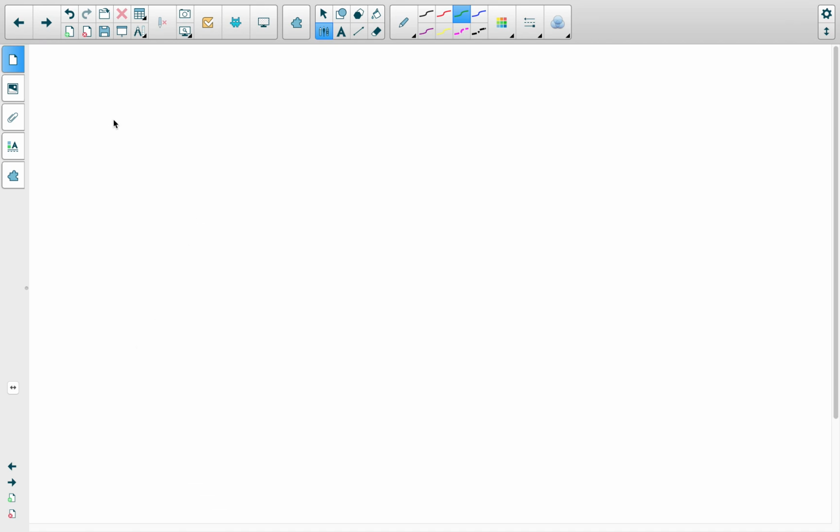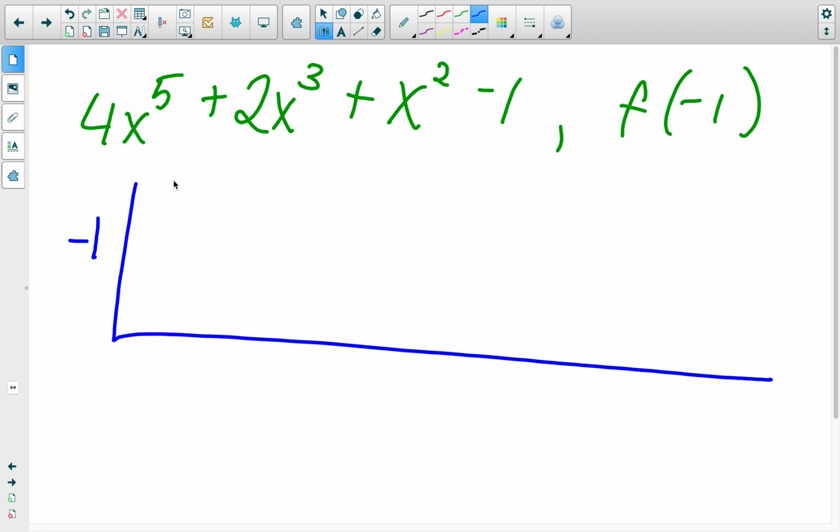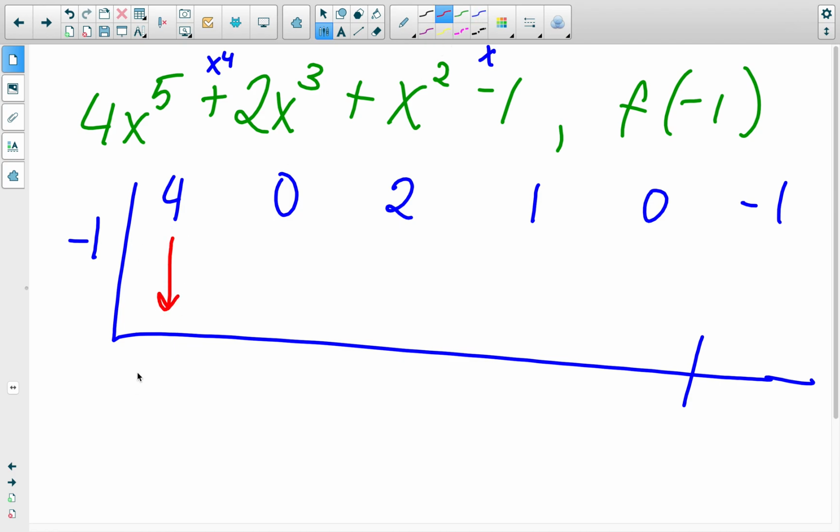And then the last one, our polynomial is 4x to the 5th plus 2x cubed plus x squared minus 1, and it wants us to find f of -1. And set this one up. All right, put a -1 out there. We need a placeholder 0 here because we're missing our x to the 4th term. Okay, we're also missing an x term, so we're going to need another placeholder here in just a second. 2, 1, 0. If you cannot remember synthetic division, there is a video on it somewhere else in Unit 5.